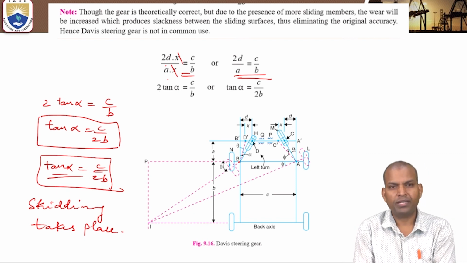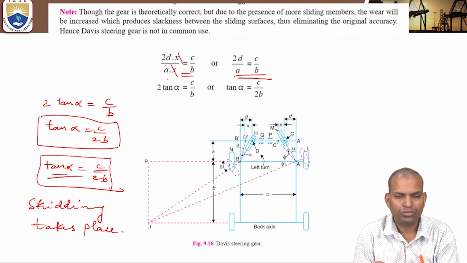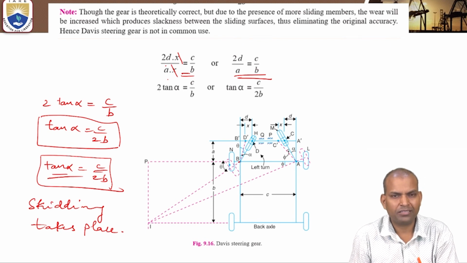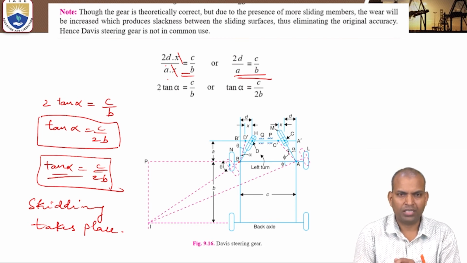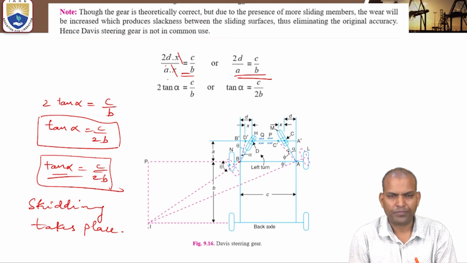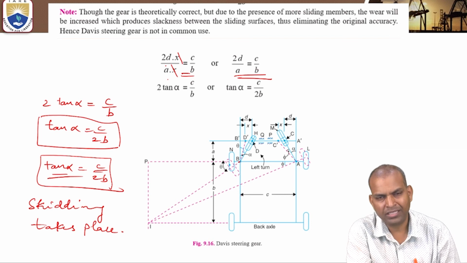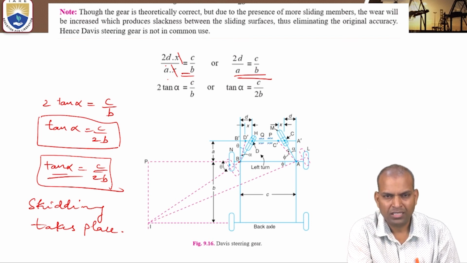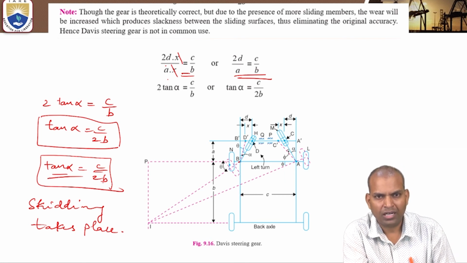So it's very important to design the steering in order to avoid skidding of the vehicles. Generally, accidents take place because of improper driving or improper steering. The main cause is that when this condition is not fulfilled, then skidding takes place.